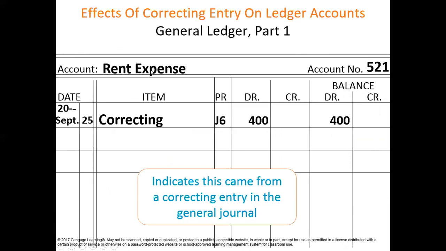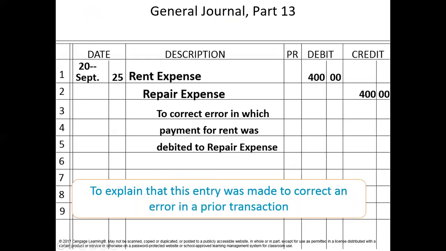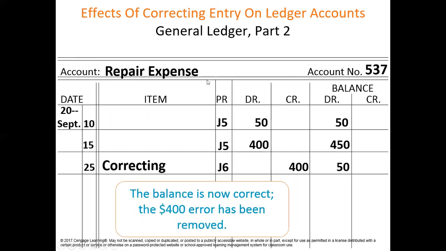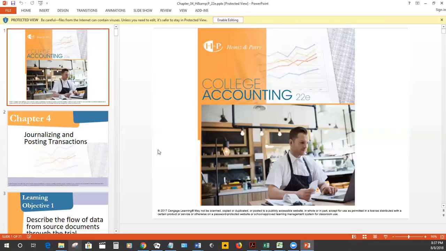All right. And now we go to the rent expense account. We put the correct entry in. Notice here what happens to the repair expense. We say it's a correcting entry. And we credit that amount. So in effect, we just zero it out by doing a credit to the account. Oh, I see. Okay, you zero it out. Got it.